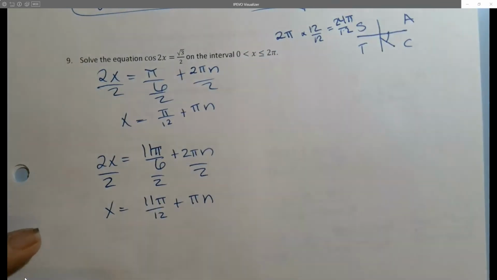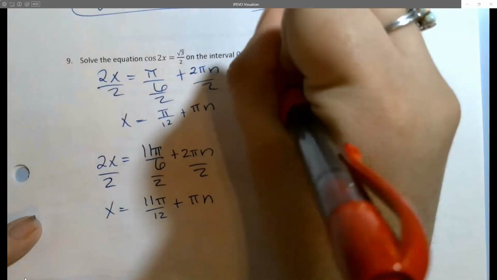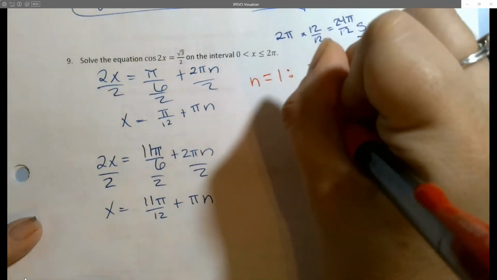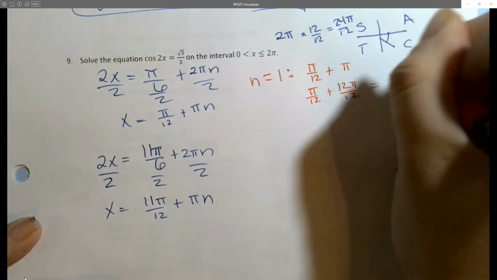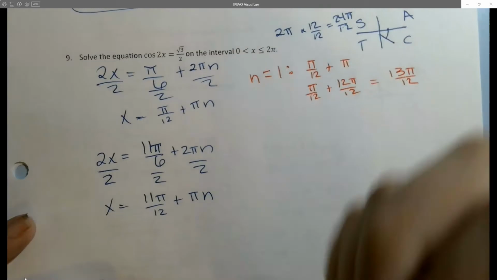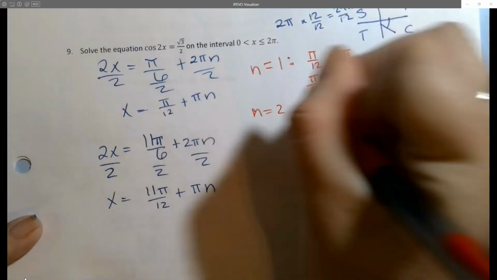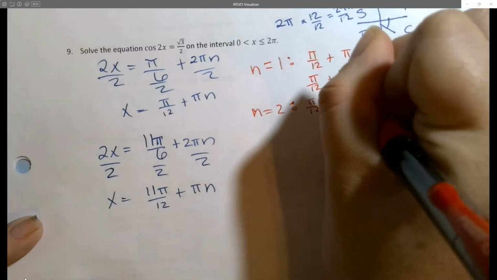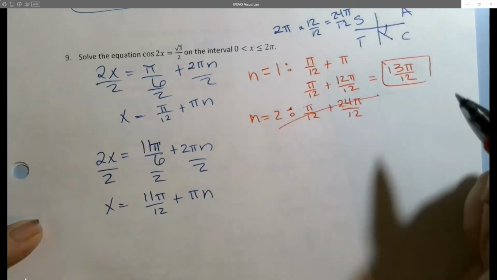So I'm going to plug in values for n. On my first equation, I'm plugging in n equal to 1. So I have pi 12ths plus pi, which is the same thing as saying pi 12ths plus 12 pi 12ths, which gets me 13 pi 12ths. This works. Then I have n equals 2, so if I plug this one in, I'm going to have pi 12ths plus 24 pi 12ths. I can already tell because this one is over the 2 pi right here. This one's not going to work.